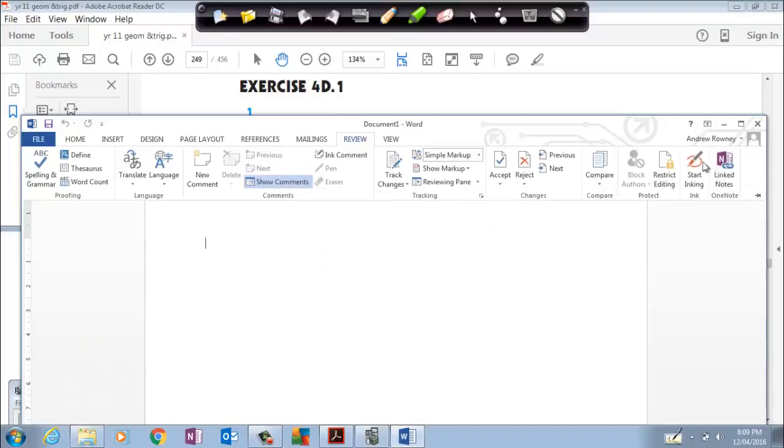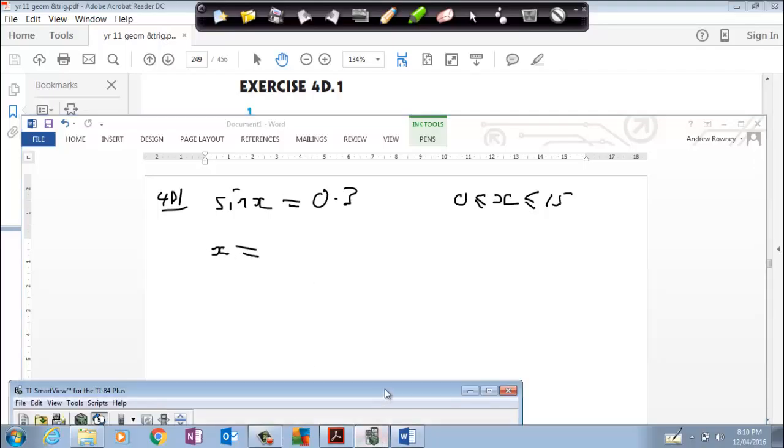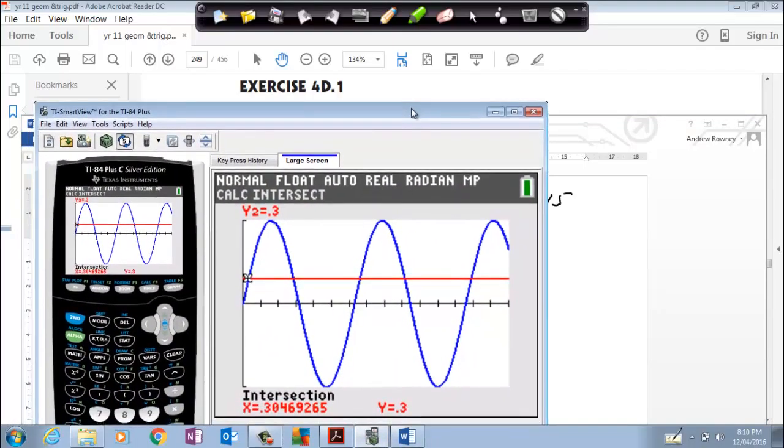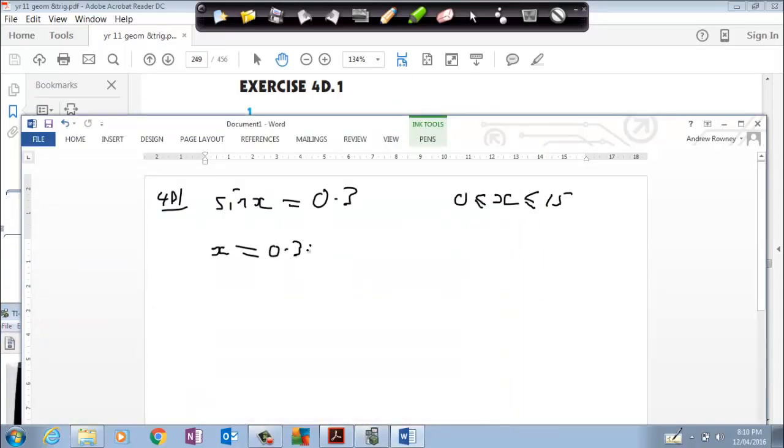So we have now sine x equals 0.3. This is 4D1, and we've got the constraint or the domain being 0 up to 15 for x. The first value we have is x equals 0.305.